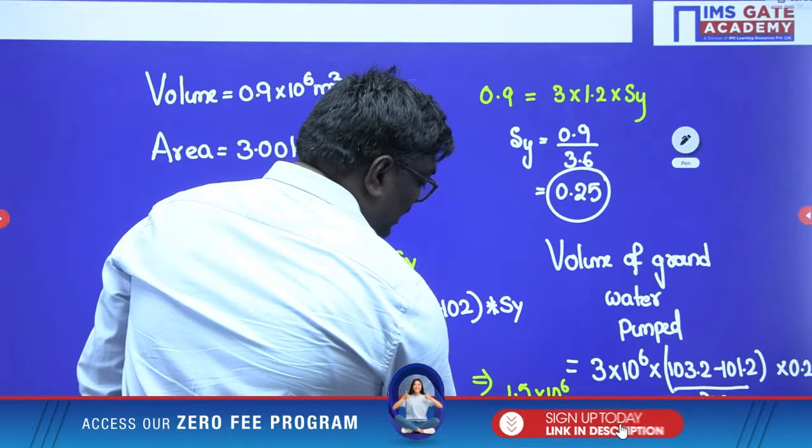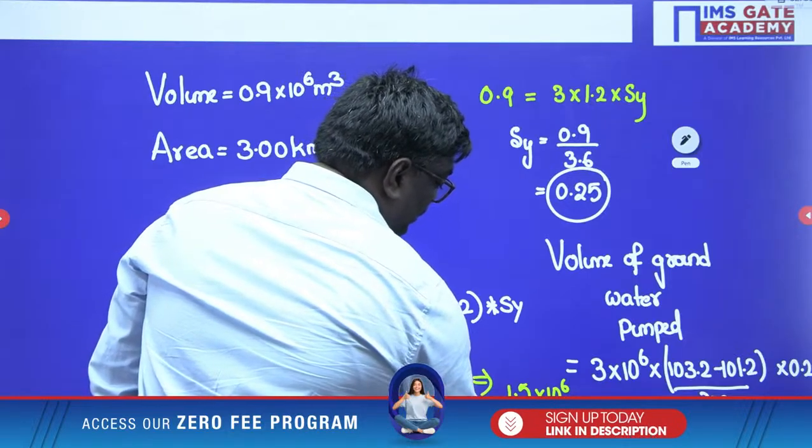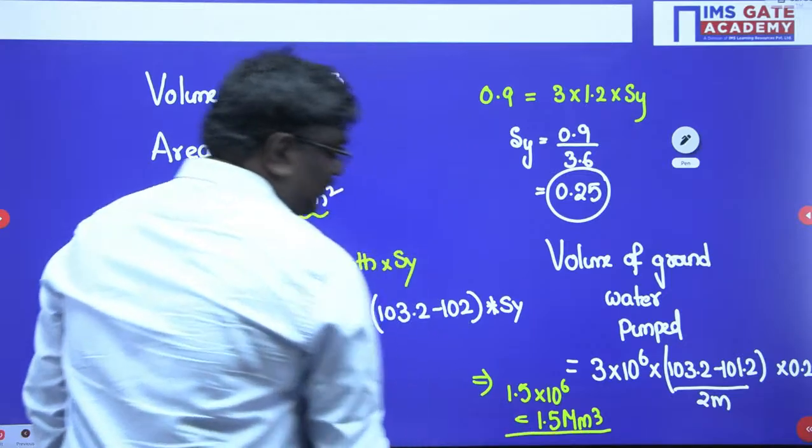If they ask you in million meter cube, 1.5 into million meter cube. This is the final answer.